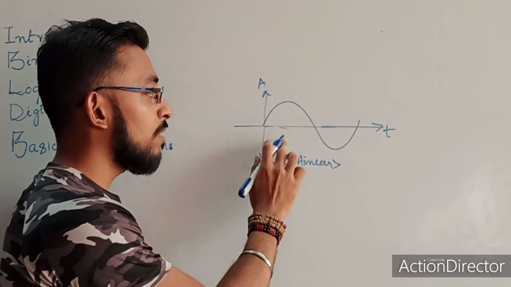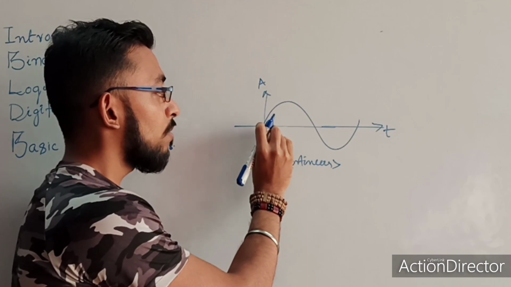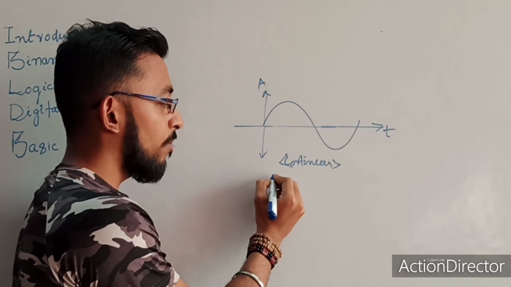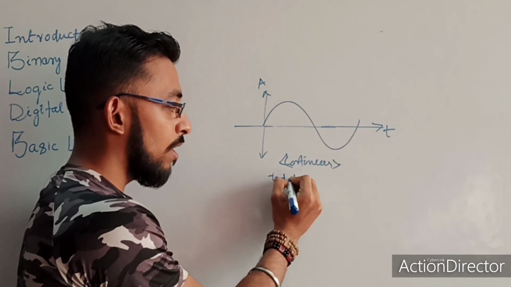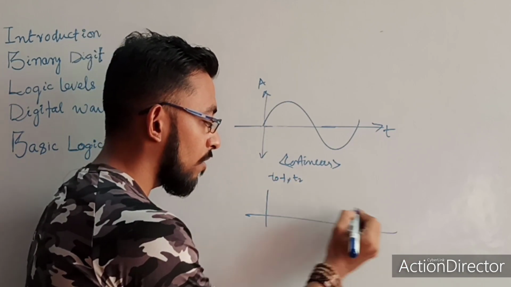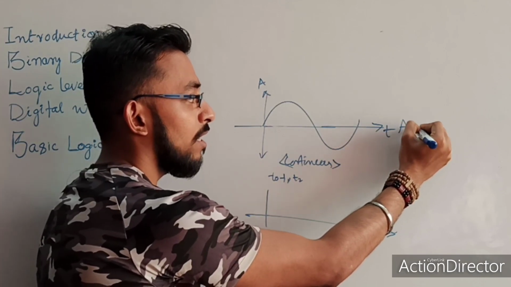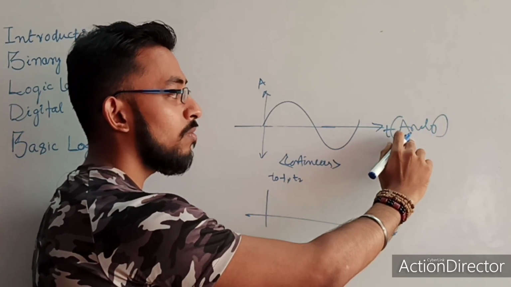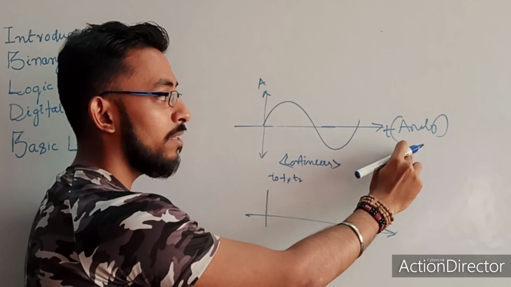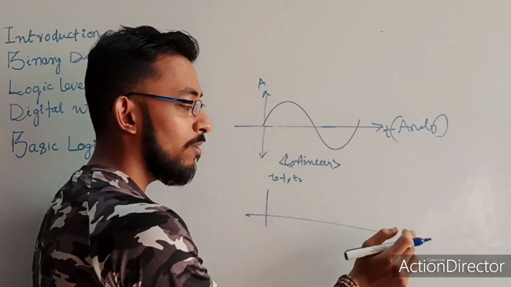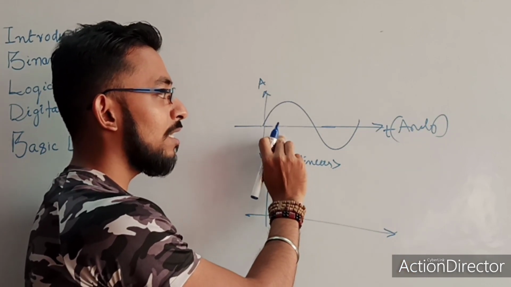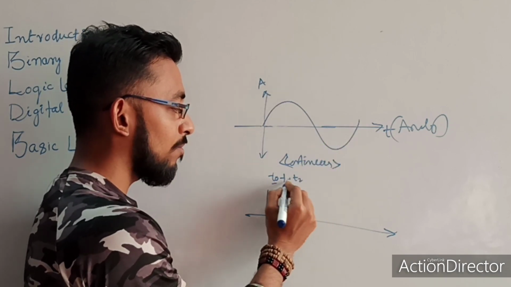Then what we did, we divide the time axis into a number of slots like t0, t1, t2 at equal intervals of time. Then it will become a discrete signal. This is an analog signal, and we are going to make it into a digital signal. For that, we first have to convert our analog signal into discrete, which means changing the continuous time into discrete time. These are the discrete times.